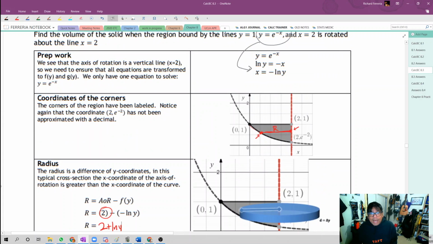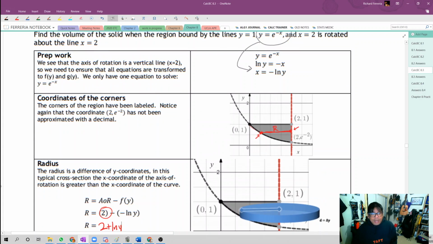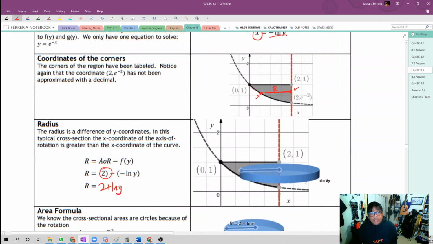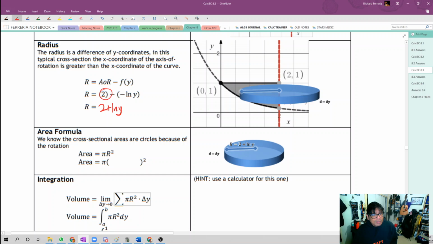Notice that everything has to be in terms of y. And if you're a little fuzzy on that negative natural log of y, remember what we're saying here. The x-coordinate equals the negative natural log of the y-coordinate. So this is x on the right minus x on the left. Okay, we've got a radius, so the area formula works out kind of the same way.